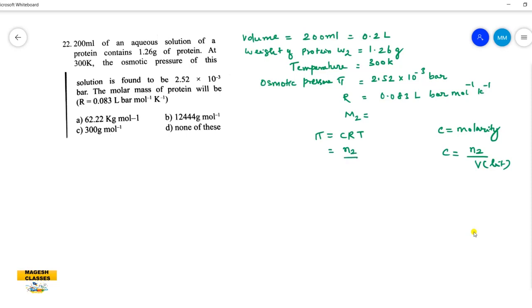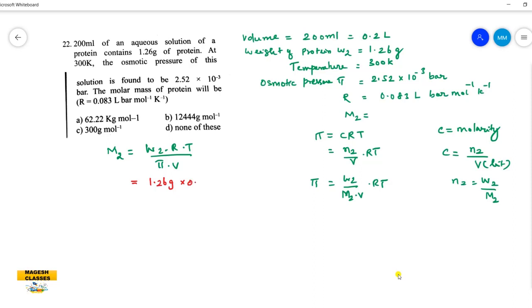This equation can be written as pi is equal to N2 by V into RT. N2 is the number of moles, that is, the weight of the substance divided by the molecular mass of the substance. So this can be expanded as W2 by M2 into V into R into T. So the required equation is M2 is equal to W2 into R into T divided by pi into V. By substitution, W2 is equal to 1.26 gram into R is equal to 0.083 liter bar mole inverse Kelvin inverse and temperature 300 Kelvin divided by pi, it is 2.52 into 10 power minus 3 bar into volume 0.2 liter.